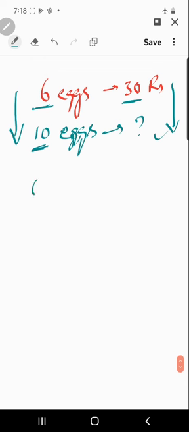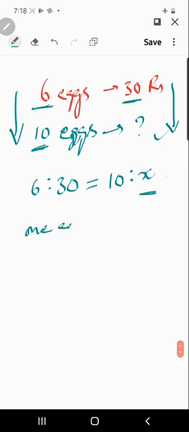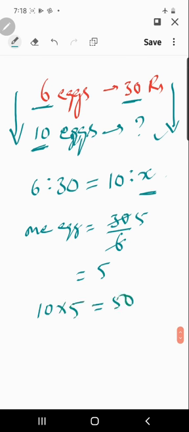Now write it as a ratio: 6 is to 30, number of eggs and its cost, and these two are always equal to 10 is to x. By this we can find the x value, as I told you already. But what is the unitary method? In the unitary method, first we find the cost of one egg, then multiply by 10. The cost of one egg is the total amount, 30, by 6. 6 fives are 30, so the cost of one egg is 5 rupees. Then the cost of 10 eggs is 10 into 5, which equals 50 rupees. So this is the unitary method. By using the unitary method we can find values like this.